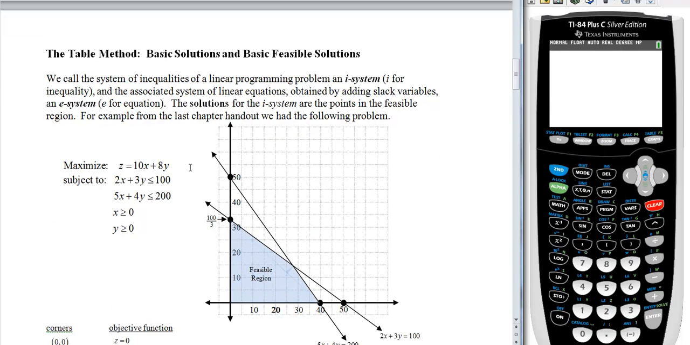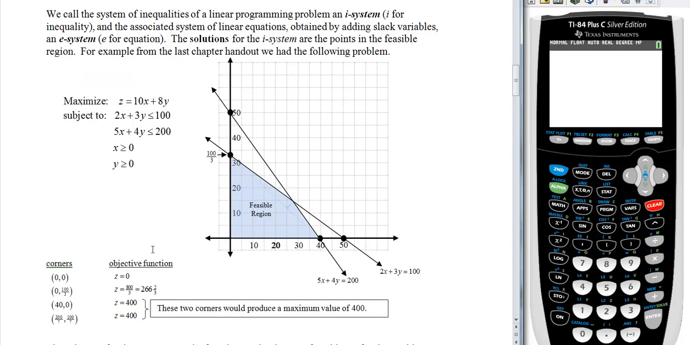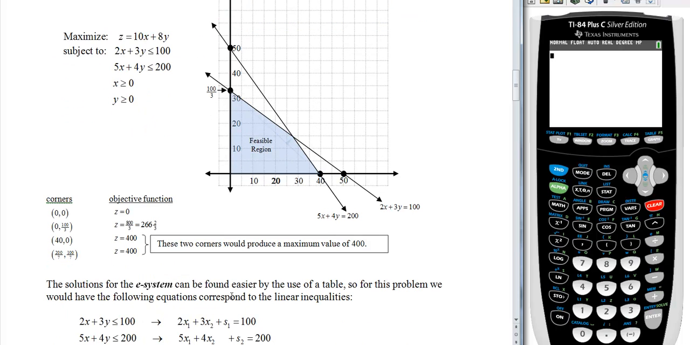For example, from the last chapter handout, we had the following problem. Remember, this was my feasible region, and any corner on here was points on the feasible region. And we would come and list our corners and individually put them into our objective function. So in the last chapter we found that these last two corners, once we put them into the objective function, is where my objective function was maximized. I had a tie. So now the solutions for the E system for this particular problem can be found easier by the use of a table where we don't have to graph.